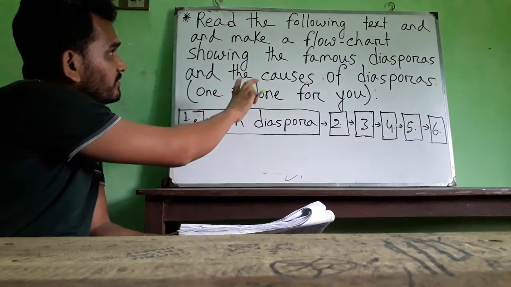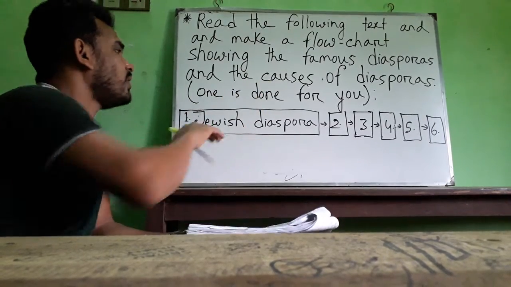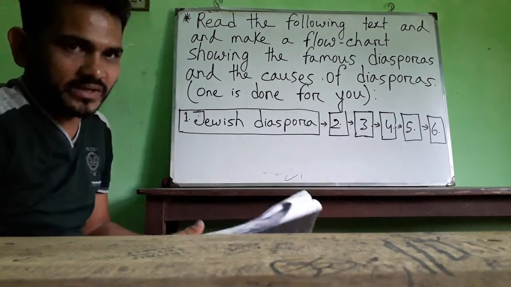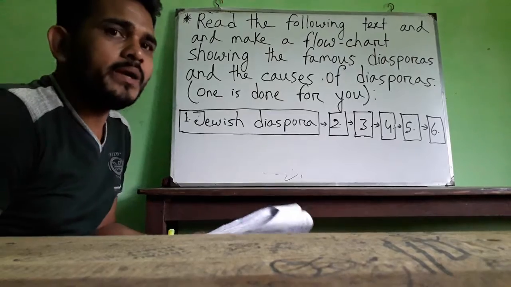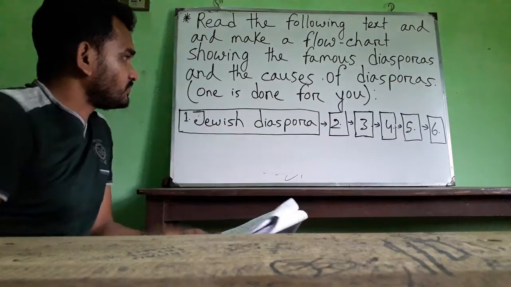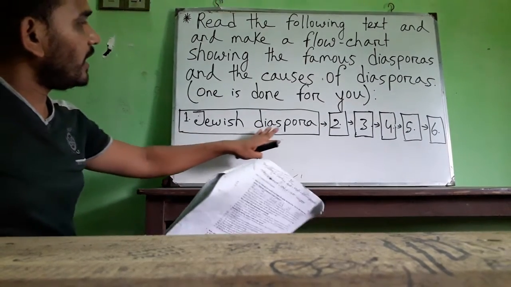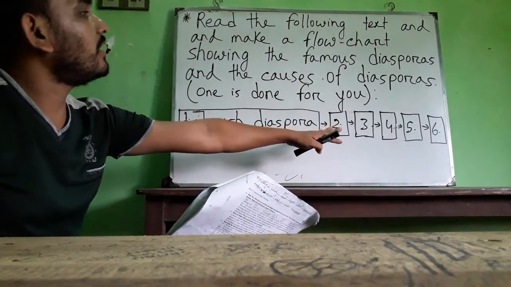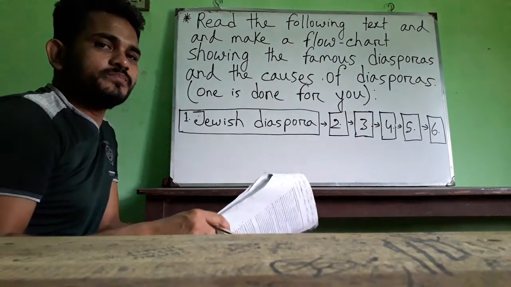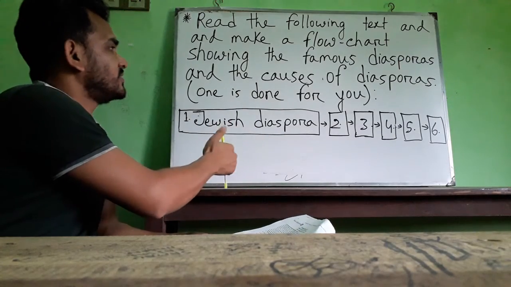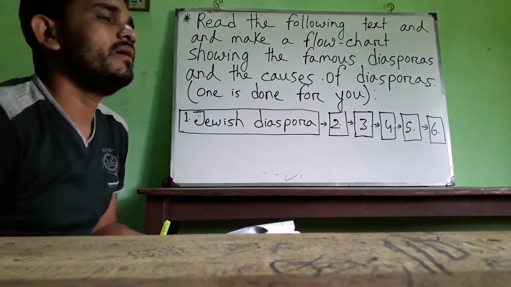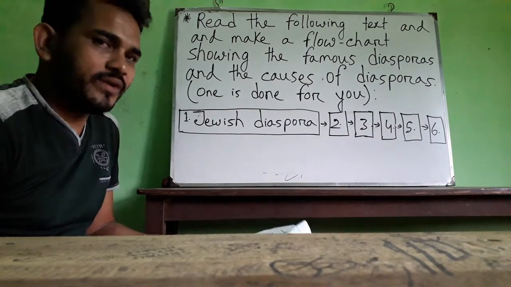So before making a flowchart following the first box, you will have to read a text, a passage properly. Here you will have to fill the other blank boxes by making short notes. Okay, before this you will read a text, and the text is about diaspora.